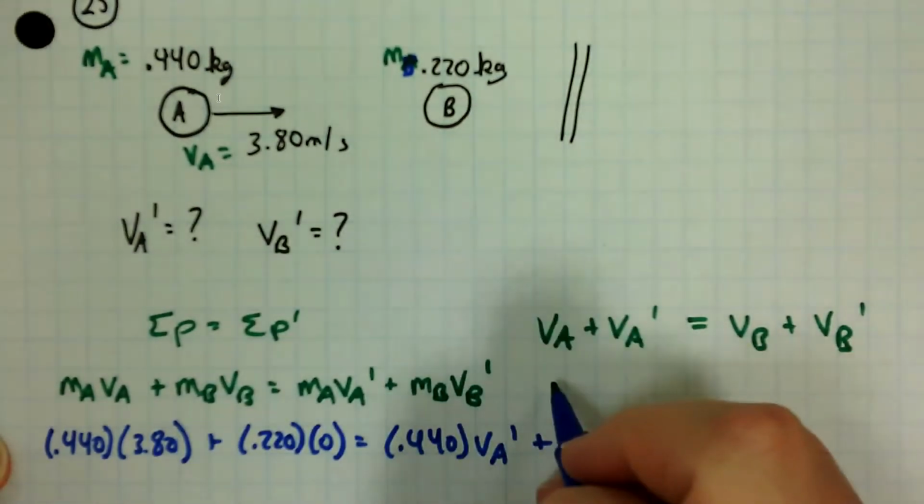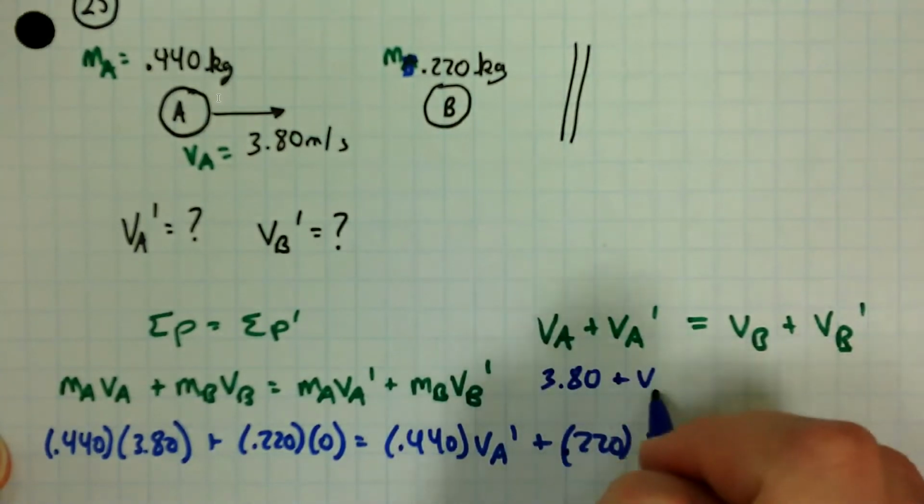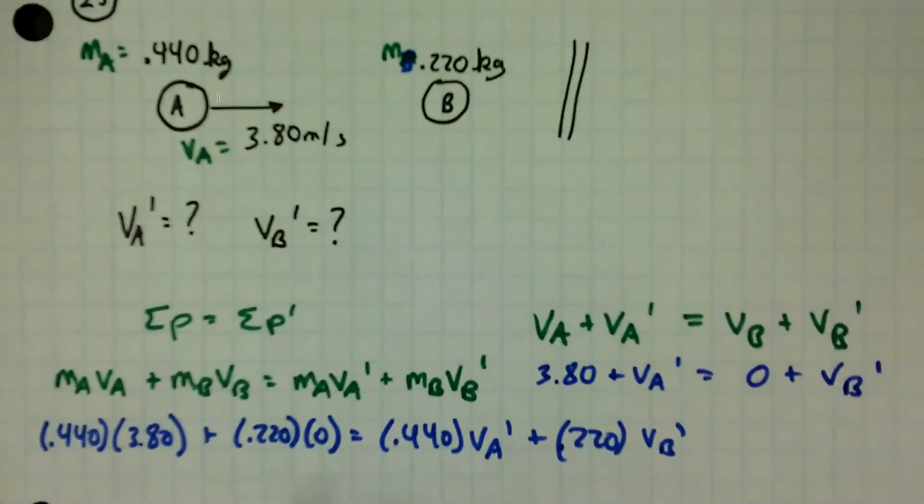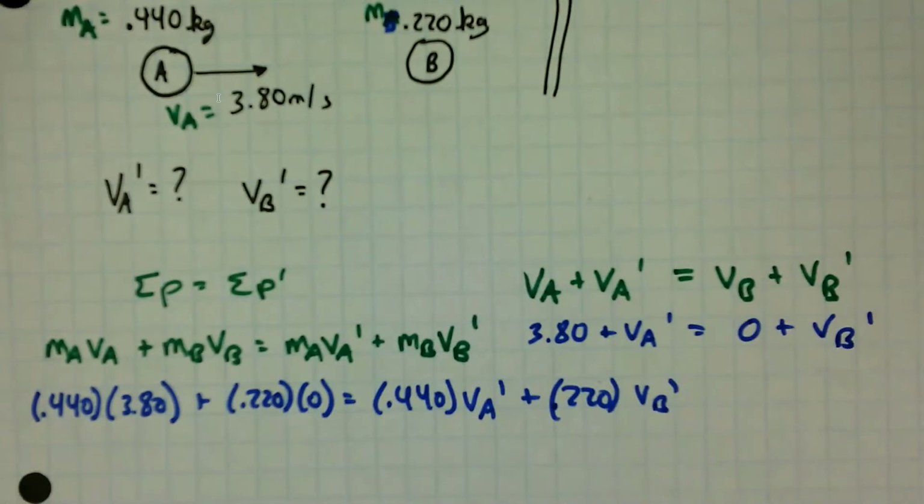So we have this, and then we have VA. So 3.80 plus VA prime equals 0 plus VB prime. So we've set up these two equations now. Andrew, what would you do next? Say again, sorry. Yeah, we can just kind of simplify here, right?